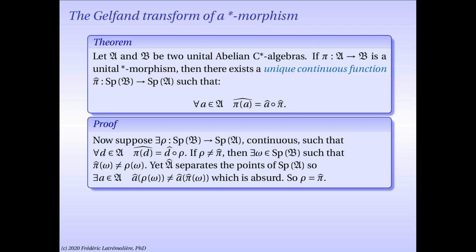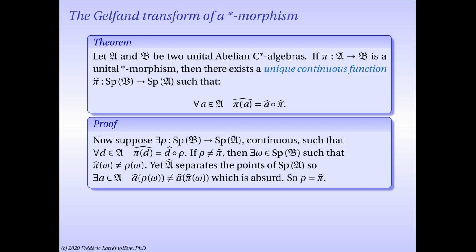In other words, there must be the Gelfand transform of some element of your C-star algebra that takes two different values at pi hat of omega and rho of omega. Okay? And this is absurd. Why? Well, because what is the Gelfand transform of A applied to rho of omega?